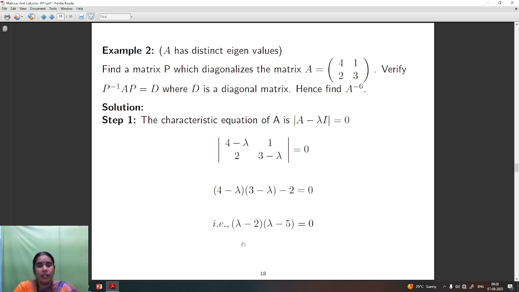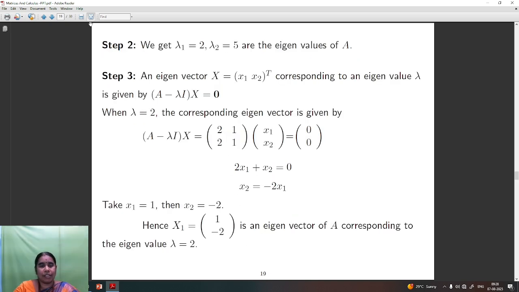In order to calculate the eigenvalues and eigenvectors, first we have to calculate the characteristic equation. The characteristic equation is given by modulus of A minus lambda I equal to 0. On solving this, we get lambda as 2 and 5. Thus, 2 and 5 are the eigenvalues of the given matrix. Next, we have to calculate the eigenvector for each lambda. That is, for lambda equal to 2, we have to find the eigenvector, and for lambda equal to 5, we have to find the eigenvector.